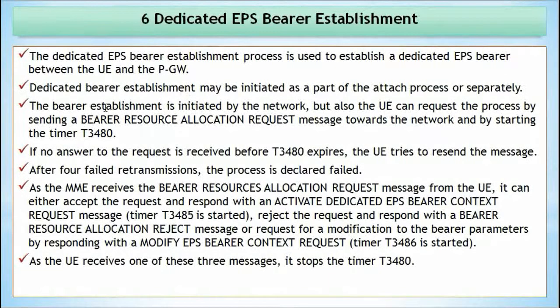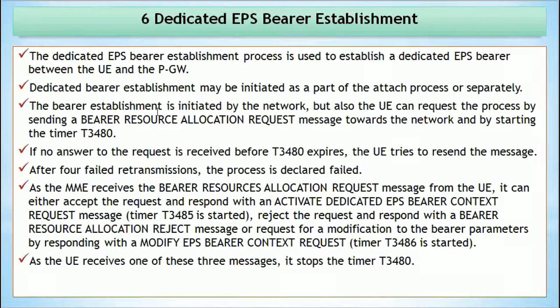And the EPS bearer establishment is initiated by the network, but the UE can also request the process by sending a bearer resource allocation request message towards the network and by starting the timer T3480. And if no answer to the request is received before timer T3480 expires, the UE tries to resend the message. After 4 failed retransmissions, the process is declared failed.